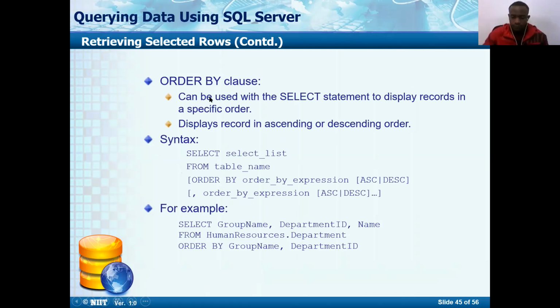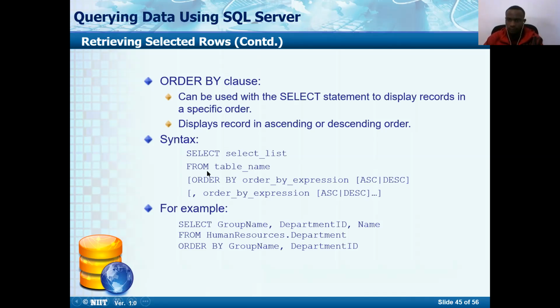Now, that's about the where clause. There are times when you may want to present your results in a certain order. You use the ORDER BY clause. It can be used in the select statement to display records or rows in a specific order. The displayed records can be in ascending order or descending order and should always appear after the where clause, if there's a where clause.